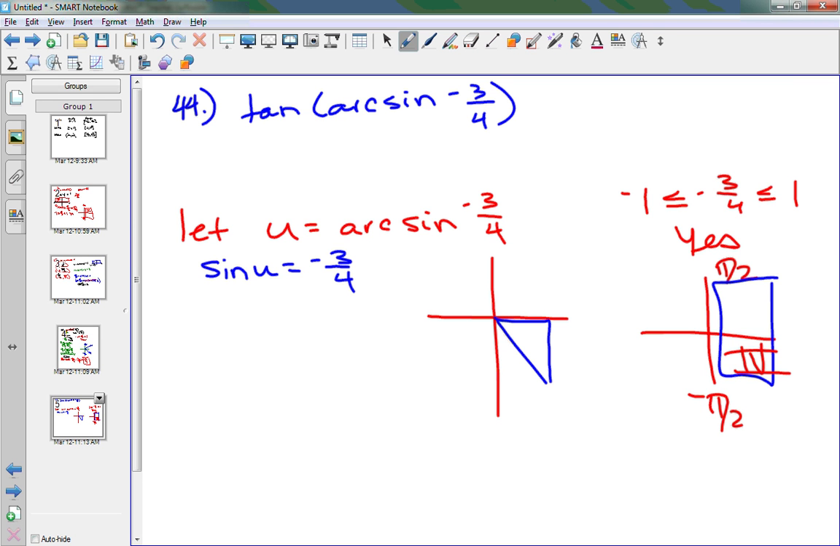Which means we have opposite over hypotenuse, negative 3 over 4. Where does the negative go? Does it go with the hypotenuse, or does it go with the opposite? Why does it go with the opposite? Hypotenuse is never negative. Hypotenuse is your radius, guys. Do we understand that? Yes or no? We good on that?